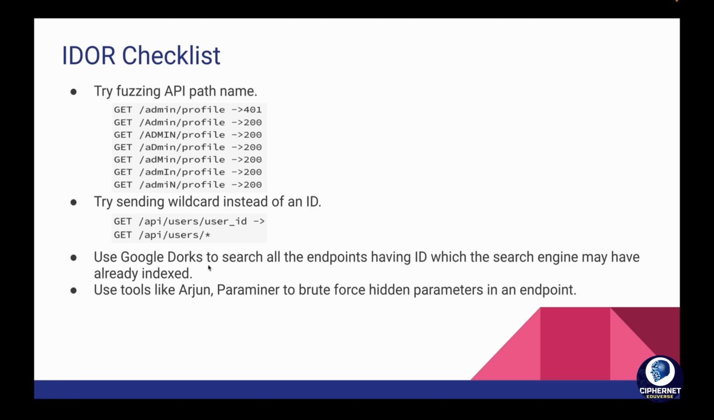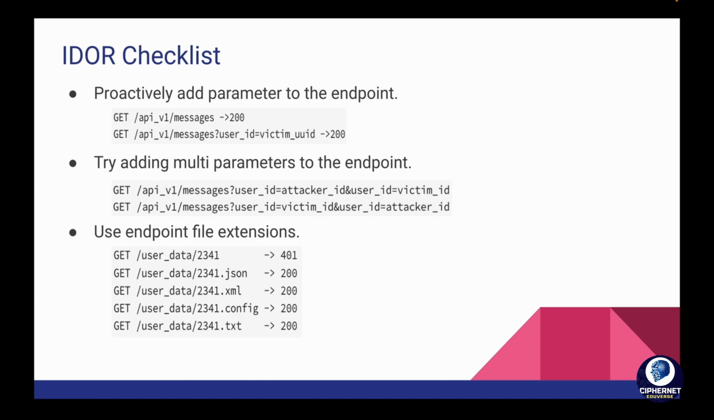You can also use Google Dorks to search all the endpoints having ID parameter values, which the search engine may have already indexed. So use tools like Arjun and Param Miner to brute force the hidden parameters in an endpoint. So proactively add parameters to the endpoint. Like you can see over here, there is no parameter in this endpoint. You are getting 200 OK. So proactively give the user ID value over here as the ID parameter. So you might get the user ID information instead of these messages and all. So you can try fuzzing like this as well.